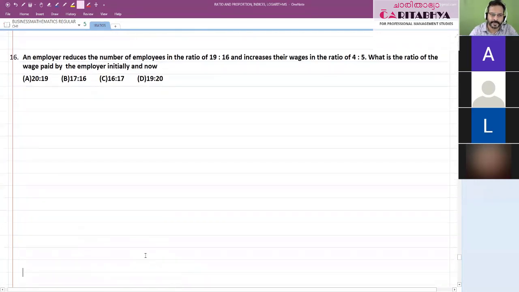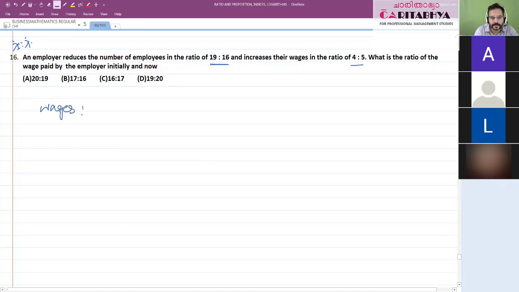So, this is a question we discussed last day with the factor multiplying ratio. Very important question. An employer reduces the number of employees in the ratio 19:16 and increases their wages in the ratio 4:5. What is the ratio of wages paid by the employer initially and now? Initially and now. Okay.